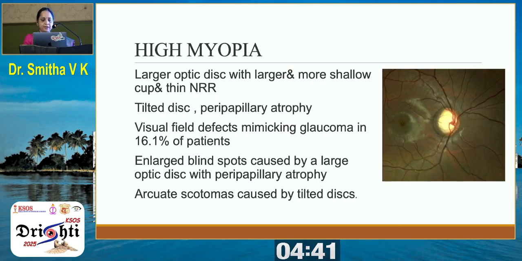In high myopia, the disc can be large with a shallow cup and thin neuroretinal rim. The disc may be tilted with peripapillary atrophy. Visual defects can mimic those of glaucoma. That is, there may be a large blind spot caused by the large peripapillary atrophy, arcuate scotomas by tilted disc, and paracentral scotomas due to chorioretinal scars can be seen.